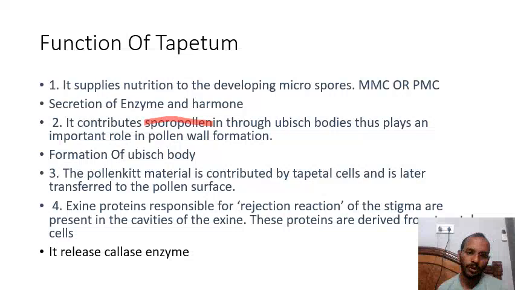Formation of Ubisch bodies: the pollen kit material is contributed by tapetal cells and is later transferred to the pollen surface. Exine proteins responsible for the rejection reaction of the stigma are present in cavities in the exine. These proteins are derived from the tapetum. So it is very important, and other parts we'll discuss in the next lecture. Thanks.